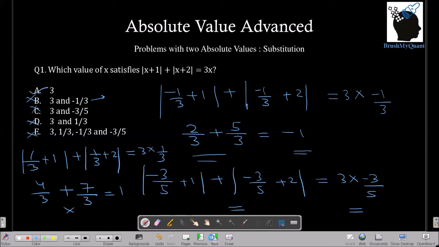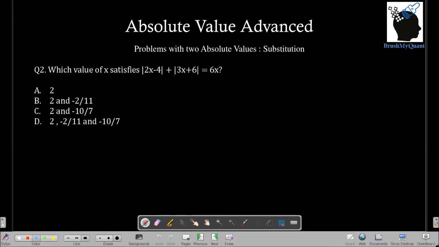Let's try one more. You can pause the video and give it a shot. So which value of x satisfies mod of 2x minus 4 plus mod of 3x plus 6 is equal to 6x? And a couple of option choices are given. Again, 2 is common in all of them, so we won't try 2. Let's try minus 2 by 11.